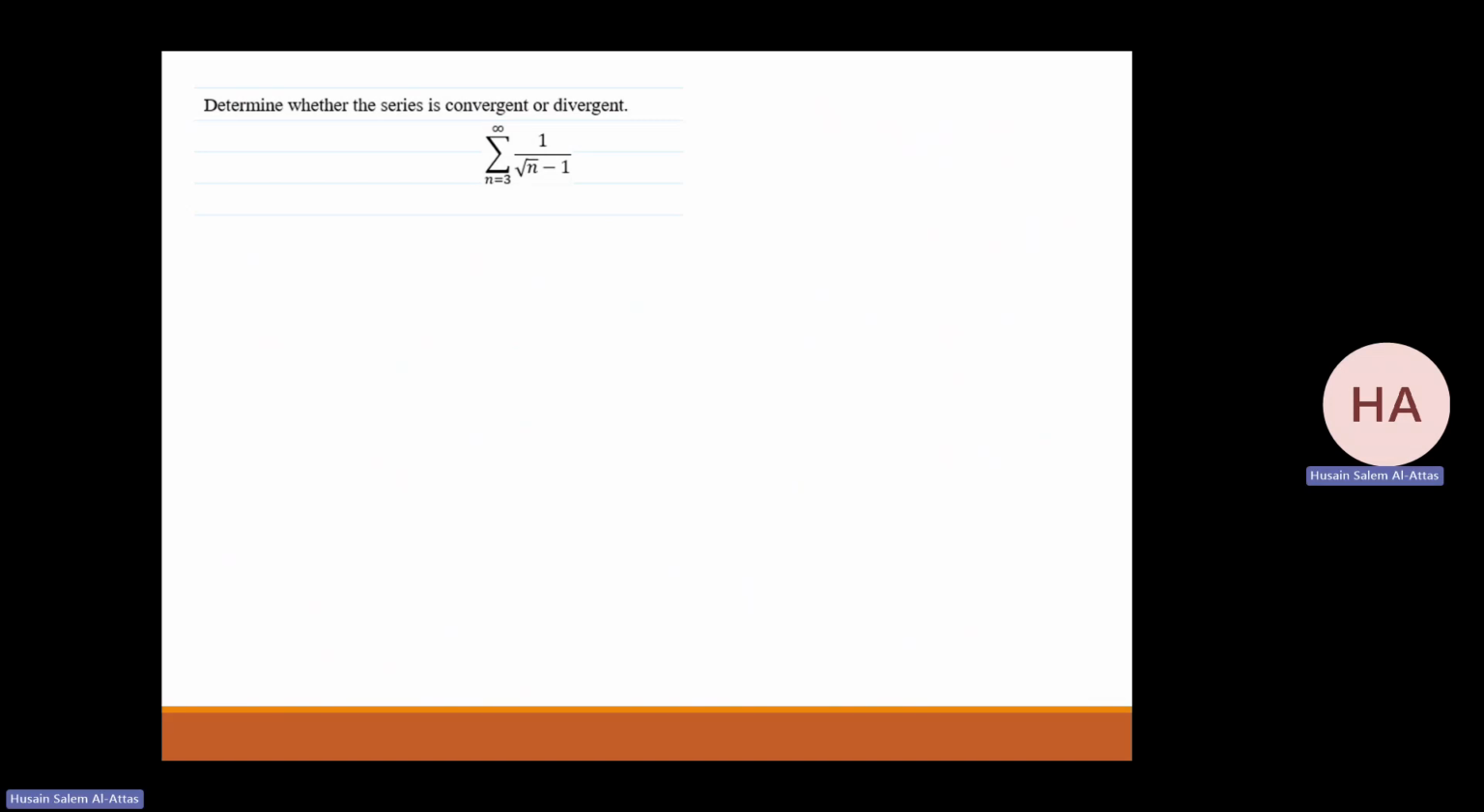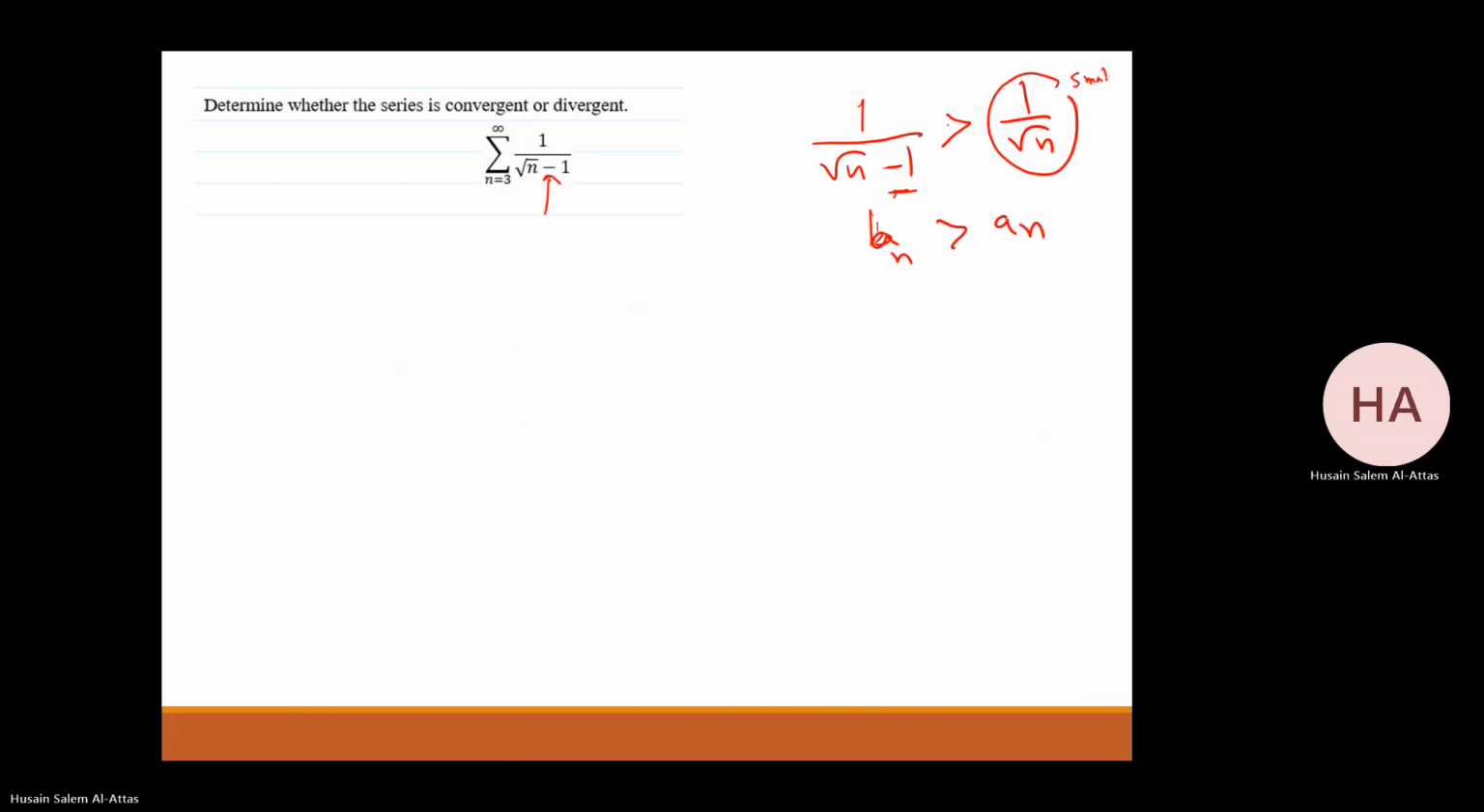1 over square root of n minus 1. How to do that? Now notice this is minus 1. The denominator is less, so I can write 1 over root n minus 1 greater than 1 over root n. Since the denominator is less, it will be bigger. So this is an, or call it bn, I'm not sure. Here bn is greater than an. So this will be the smaller one, and this is the bigger one.